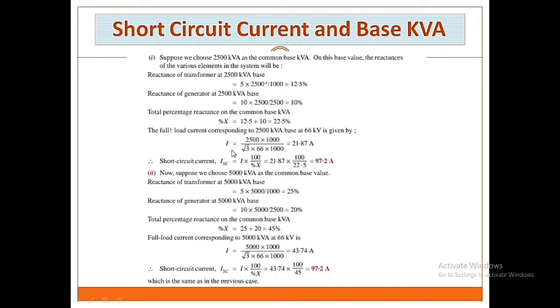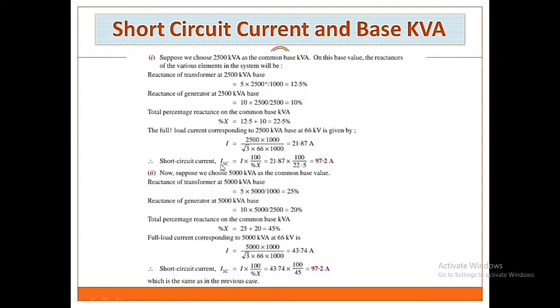Now we have to calculate the full load current. Full load current equals power by root 3 into voltage. So power is 2500 kVA. We convert the kVA rating into VA unit, and kilovolt into volt. So we multiply kVA by 1000 and kilovolt by 1000, and from this equation we get the value of current equal to 21.87. So full load value of current is 20.87 ampere.